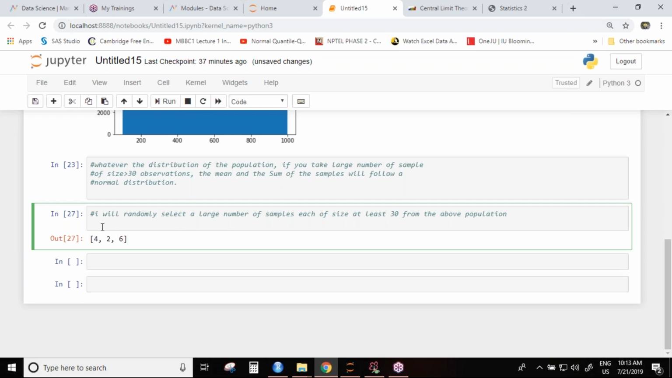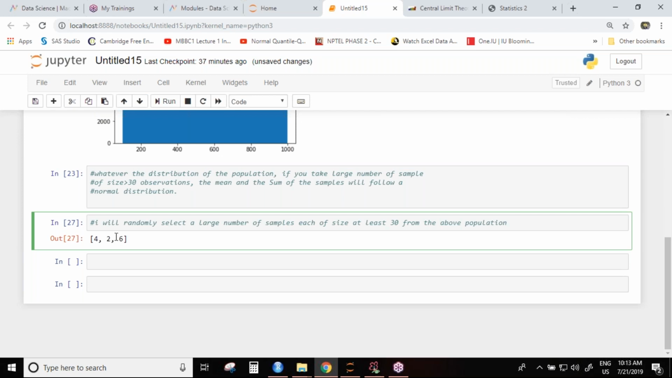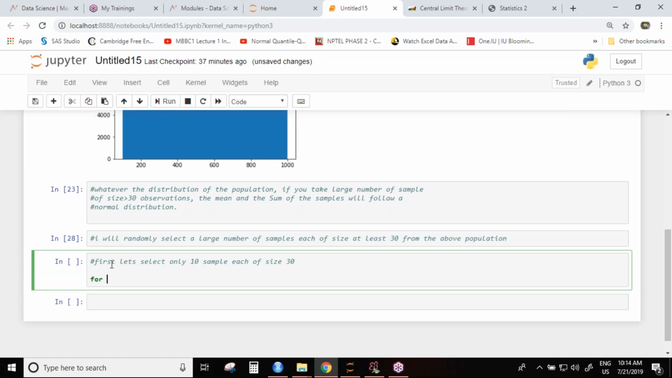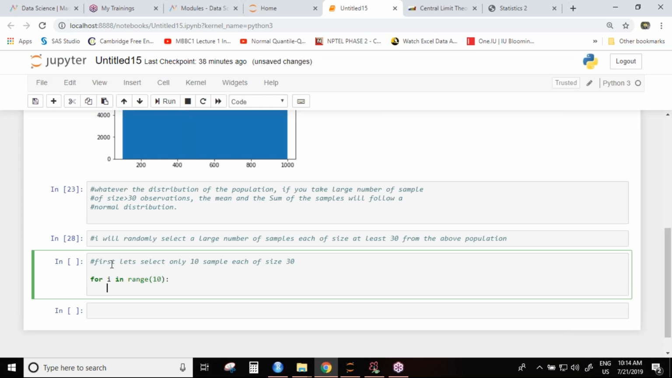First, let's select only 10 samples, each of size 30. How do I do that? For i in range, I have to select only 10 samples, so I will write 10. And then I will use the sample function.